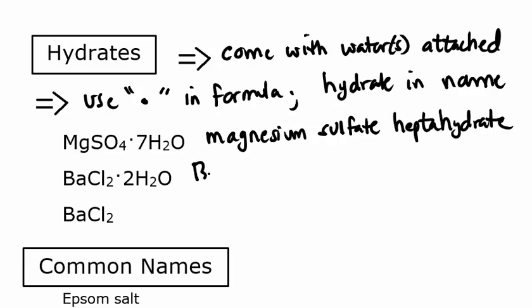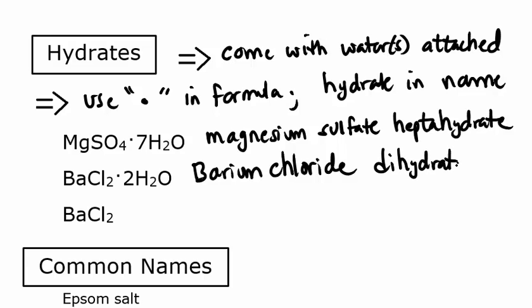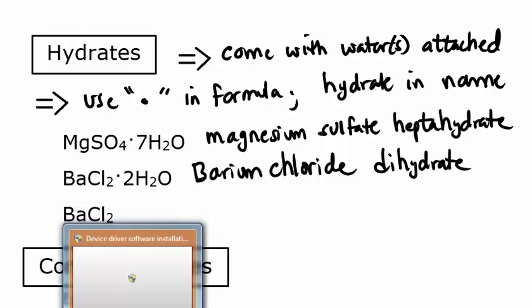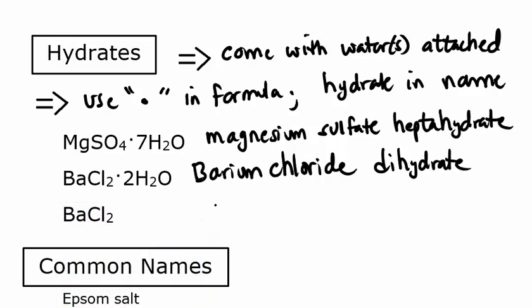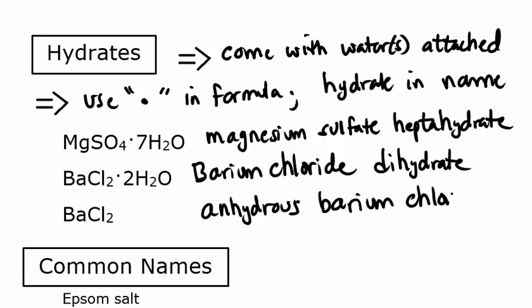Okay, this one would be barium chloride. So you just name the ionic compound, and then you have 2 waters, so you have 2 hydrates, which is dihydrate. You can also have barium chloride without any waters whatsoever, in which case you would simply write that it's barium chloride, or you might also use, to be specific that there's no waters attached, you might say anhydrous, which means without water. Anhydrous barium chloride.